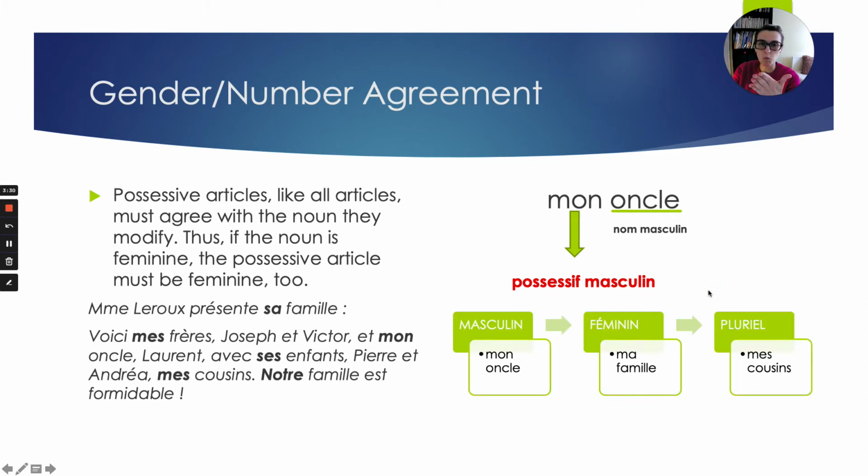A few examples: mon oncle, oncle being a masculine noun, takes the possessive mon in the masculine form. Ma famille, because famille is a feminine noun, takes ma. But if I want to say my cousins, I would say mes cousins, cousins being a plural noun. Write some examples of this. There's a fill in the blanks on your worksheet here. Write several examples and make sure you understand that you need to know the gender of the noun in order to use the correct possessive.